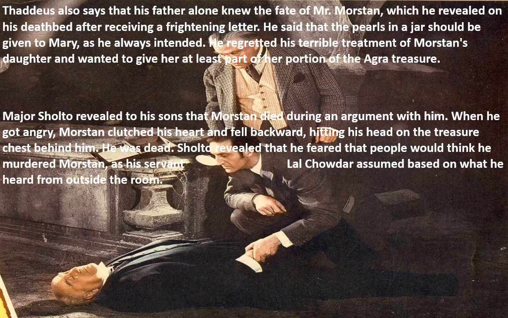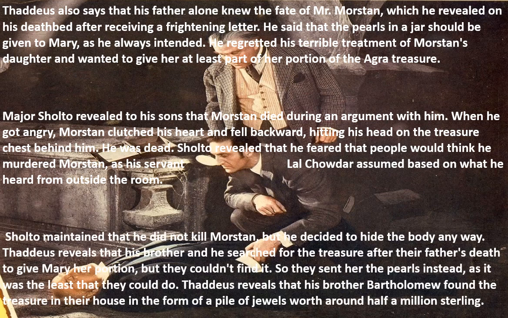Major Sholto reveals to his son that Marston died due to an argument with him. When he got angry, Marston clutched his heart and fell backward, hitting his head on the treasure chest behind him. He was dead. Sholto revealed that he feared that people would think he murdered Marston, as his servant Lal Chaudhar assumed, based on what he heard from outside the room. Sholto maintained that he did not kill Marston, but he decided to hide the body anyway.